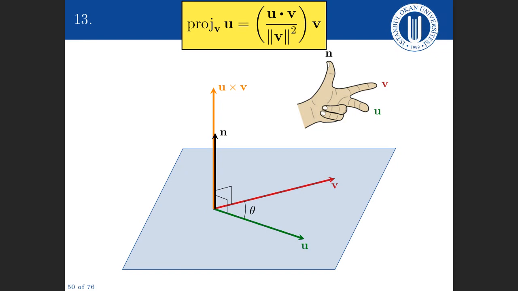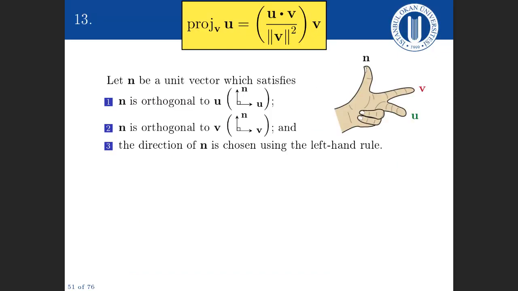Let me be more precise. Let n be a unit vector which satisfies these three properties. First, n is orthogonal to u. I need the angle between u and n to be 90 degrees. n is orthogonal to v. The angle between them must be 90 degrees. And the direction of n is then chosen using the left-hand rule, as shown in this picture.